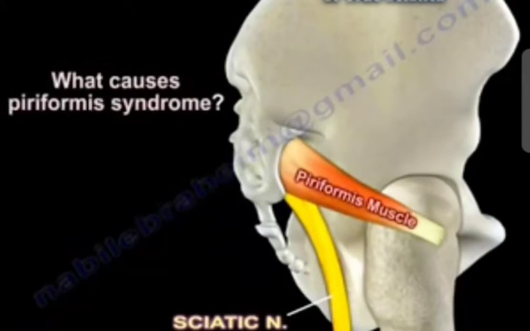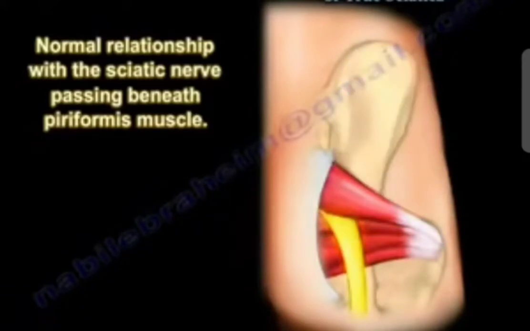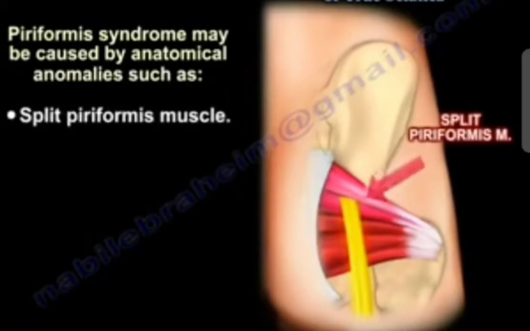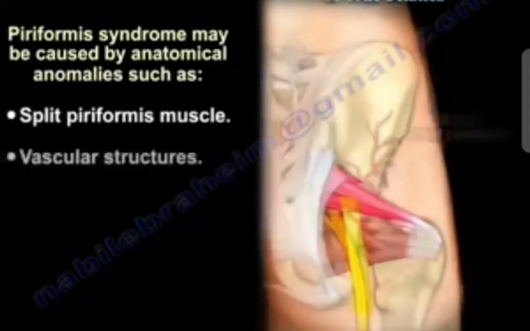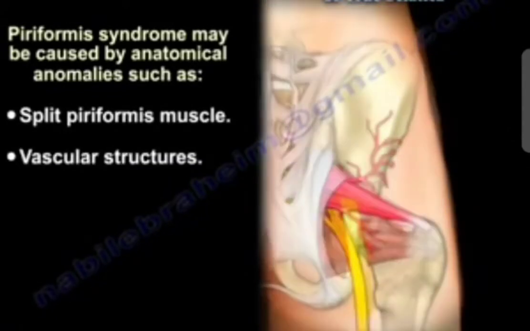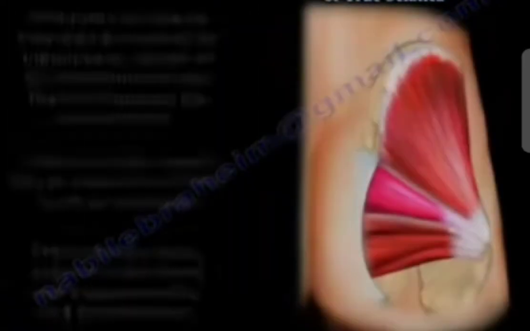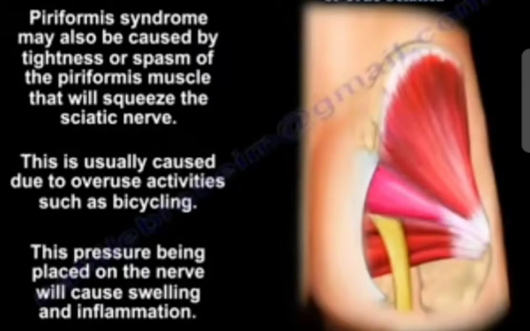So what causes piriformis syndrome? Anatomic anomalies such as a split piriformis, or vascular structures, or variation of the sciatic nerve path. Also, the syndrome can be caused by tightness or spasm of the piriformis muscle that will squeeze the sciatic nerve, usually from overuse problems such as in bicycling. That pressure on the nerve will cause swelling and inflammation.